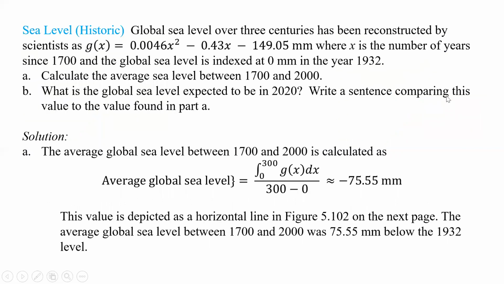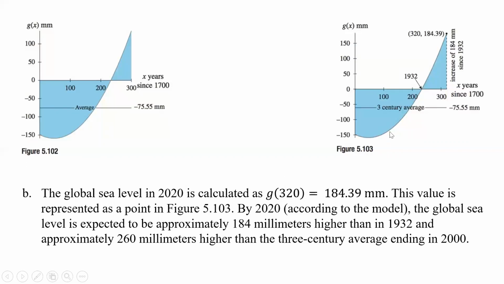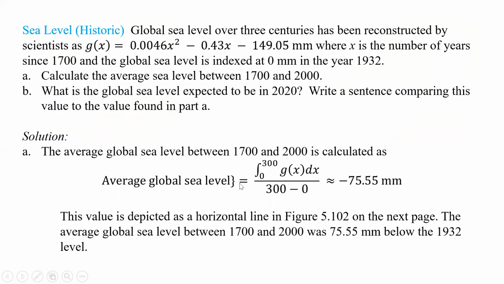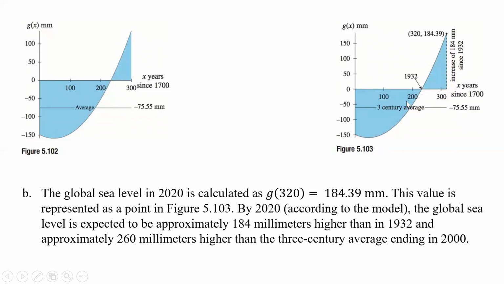Then it says, write a sentence comparing this value to the value found in part A. Well, where is that value? That's all the way up here. And how does that compare to this value here? If we take 184.39 plus 75.55, because we have to add this distance plus this distance, that's going to give us about 259 point something, but it's about 260 millimeters higher than the 3-century average ending in 2000. So it's much higher than it was before, and that's a way we can use our average again: first finding the global sea average, and then comparing it to some point in time to that 3-century average.